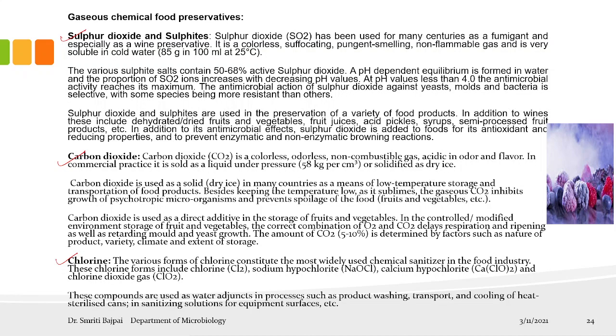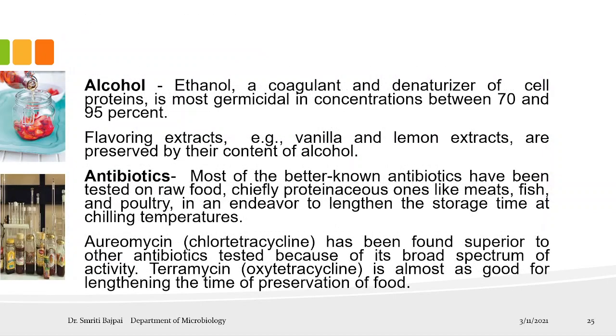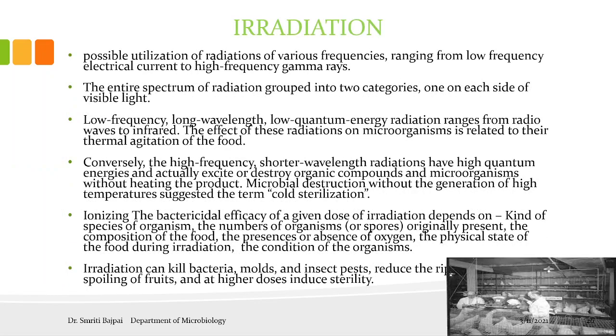So these are the different types of foods, different conditions, and different pH at which they are used, and different concentrations also affect the food's preservation. Then alcohol is also used. Antibiotics are also used when added to food, like poultry, meats, and fish, and they lengthen the storage time at chilling temperature. So here you can see many combined preservative methods are used. We do not use just one method; we can combine different measures to get the proper result. Then one of the very important methods is irradiation.